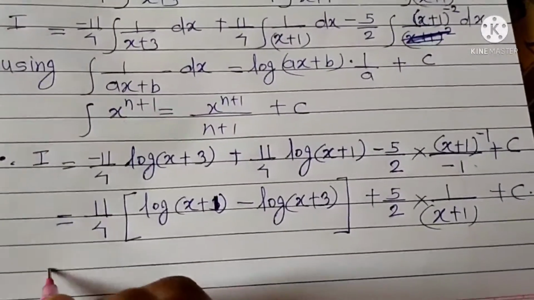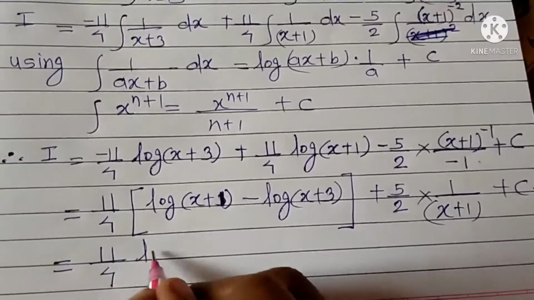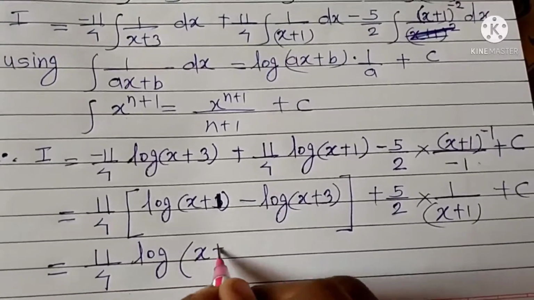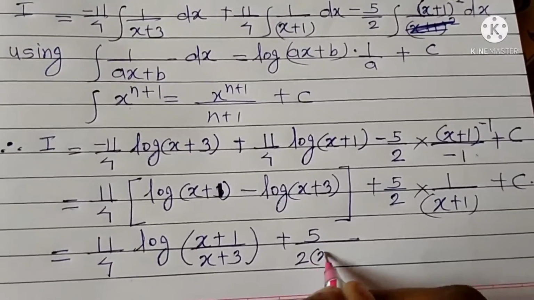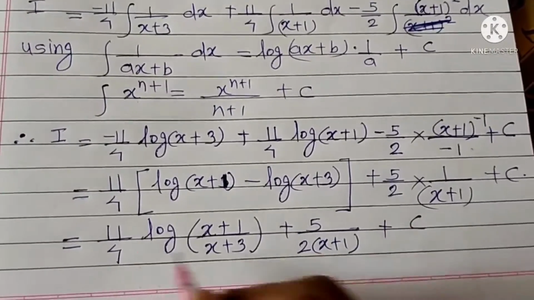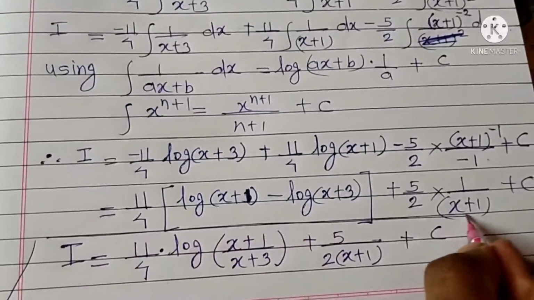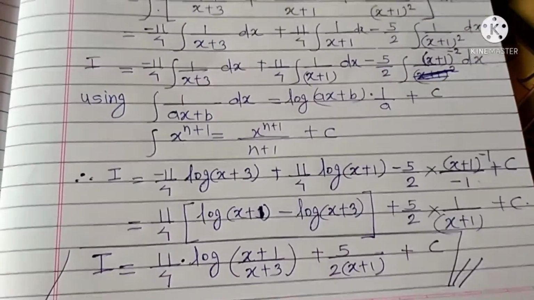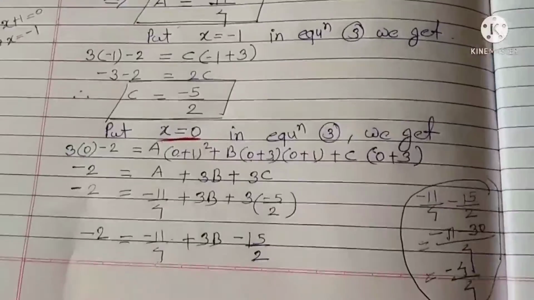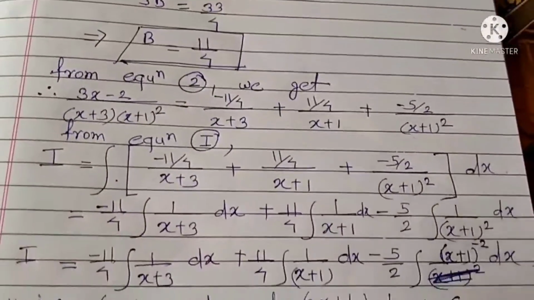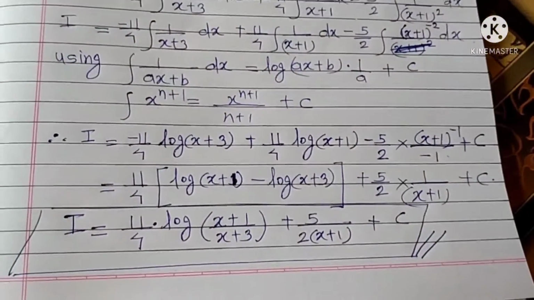Okay, so it is 11 upon 4 log((x + 1)/(x + 3)) plus 5 upon 2(x + 1) plus c. So this is our final answer. Observe the example. Here we find 3 unknowns. Then we put these 3 unknowns in our integration and we get our solution.